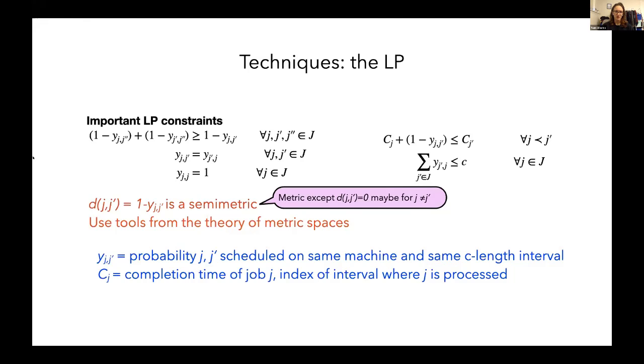There are some other constraints I won't talk about, but I do want to introduce this other variable here because I'll refer to it later. This C sub j is the completion time of job j, which is giving us the index of the interval where job j is processed. So the index of that C-length interval.